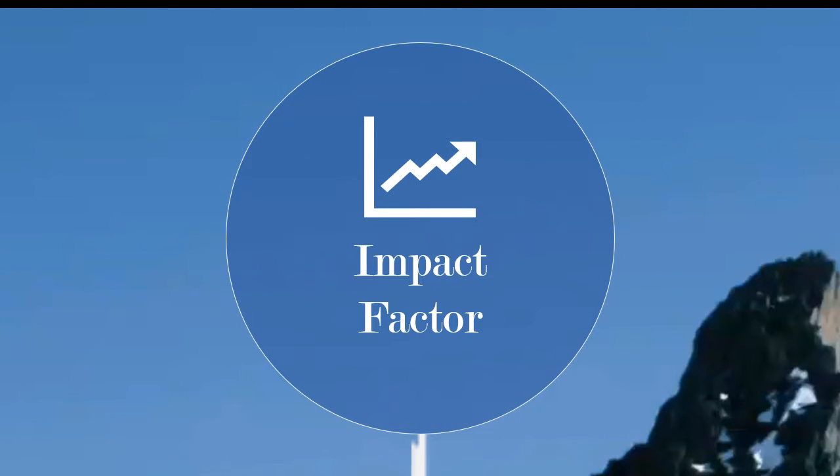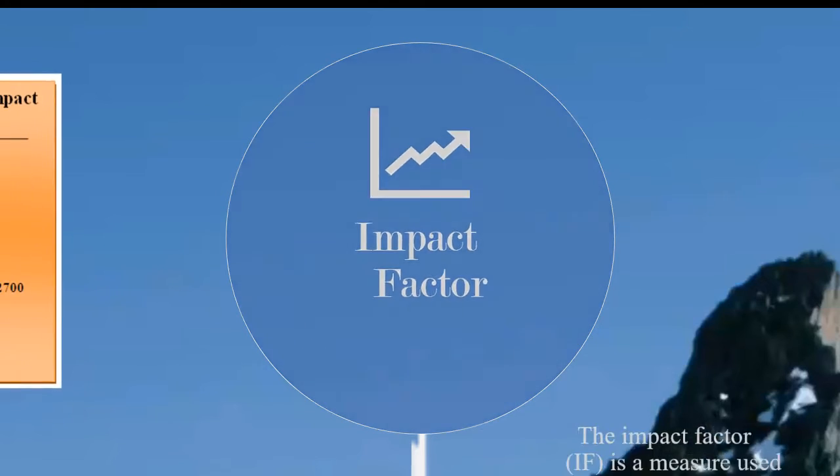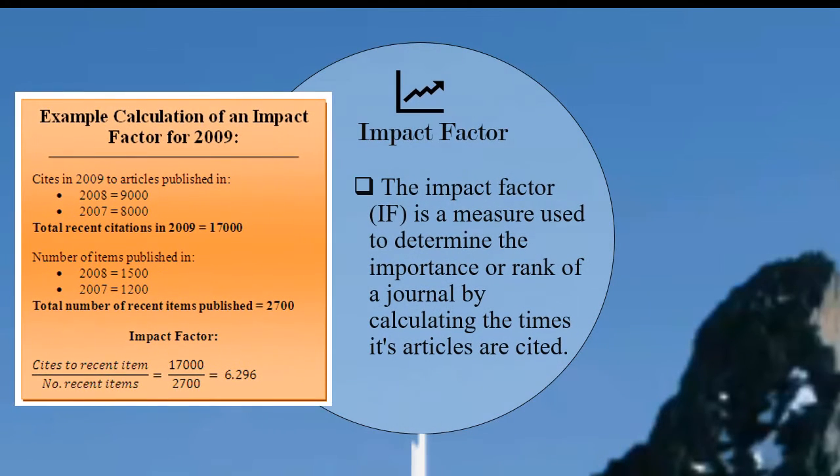Now let us know what is impact factor. Well, impact factor is a measure used to determine the importance or rank of a journal by calculating the times its articles are cited. The calculation is based on a 2-year period and involves dividing the number of times articles were cited by the number of articles that were citable.